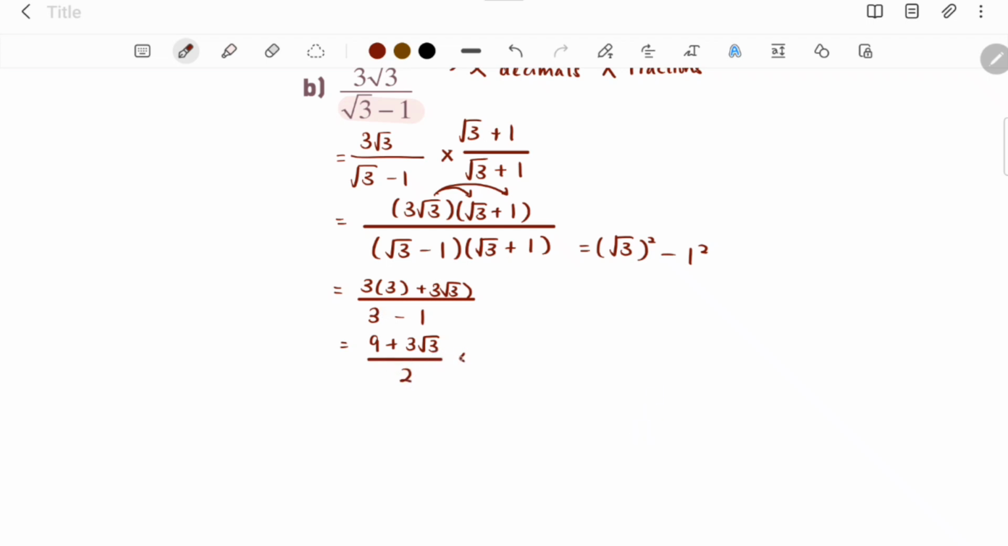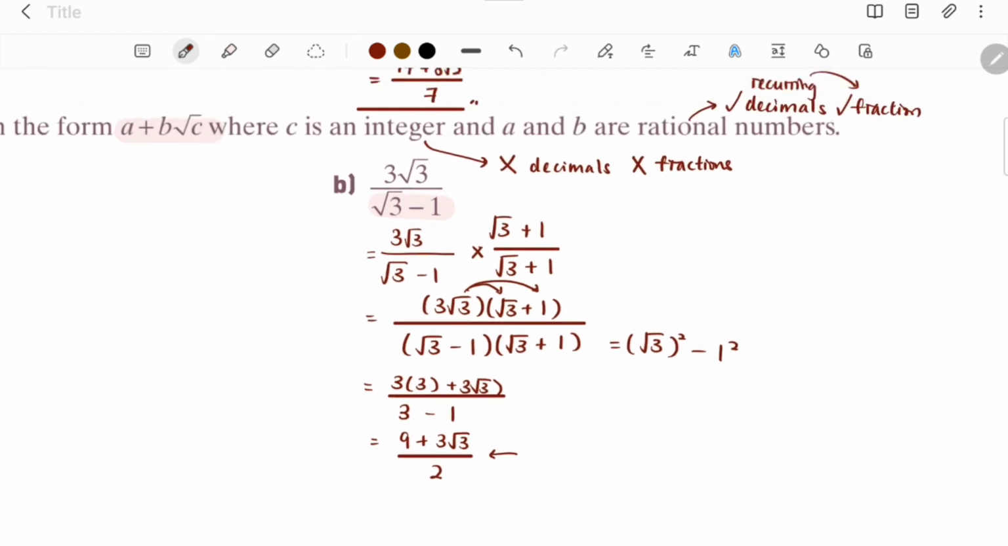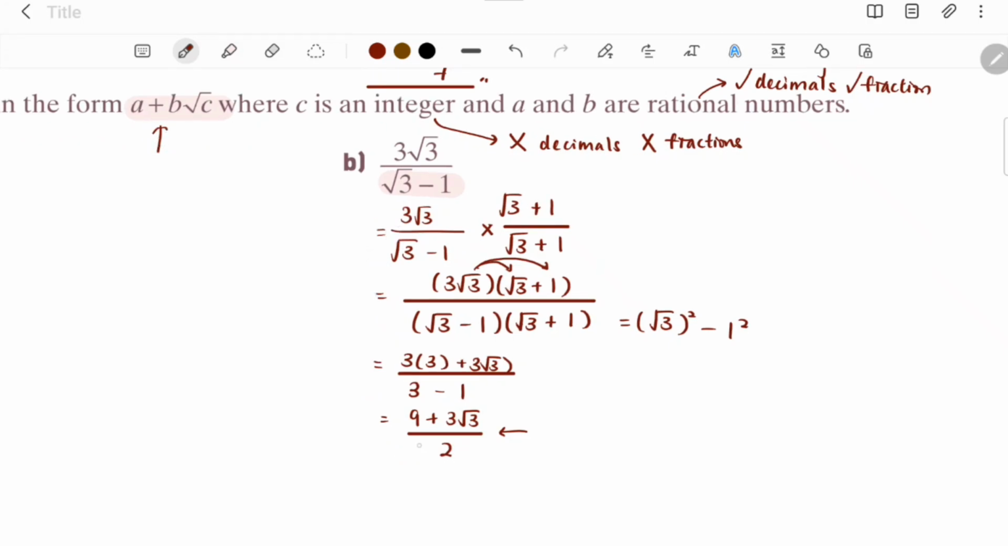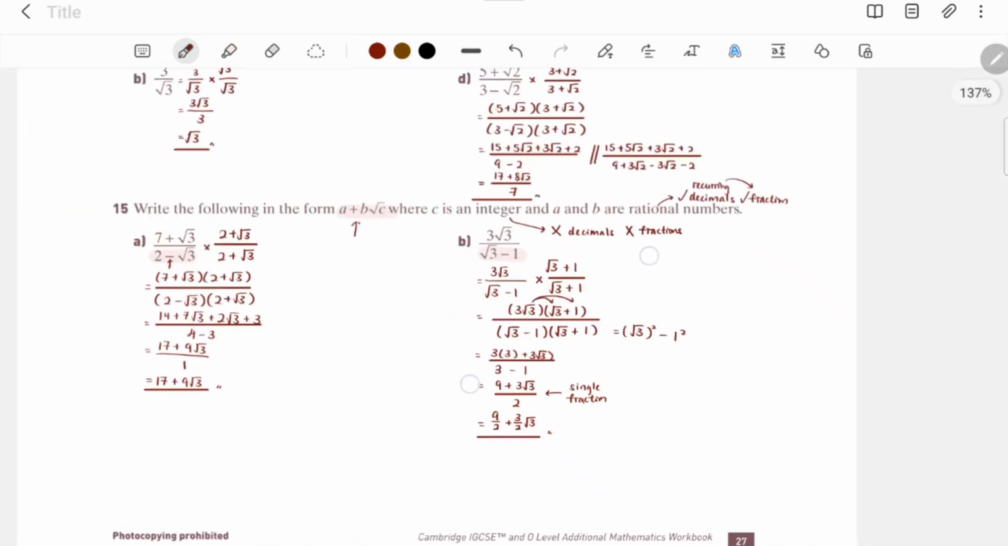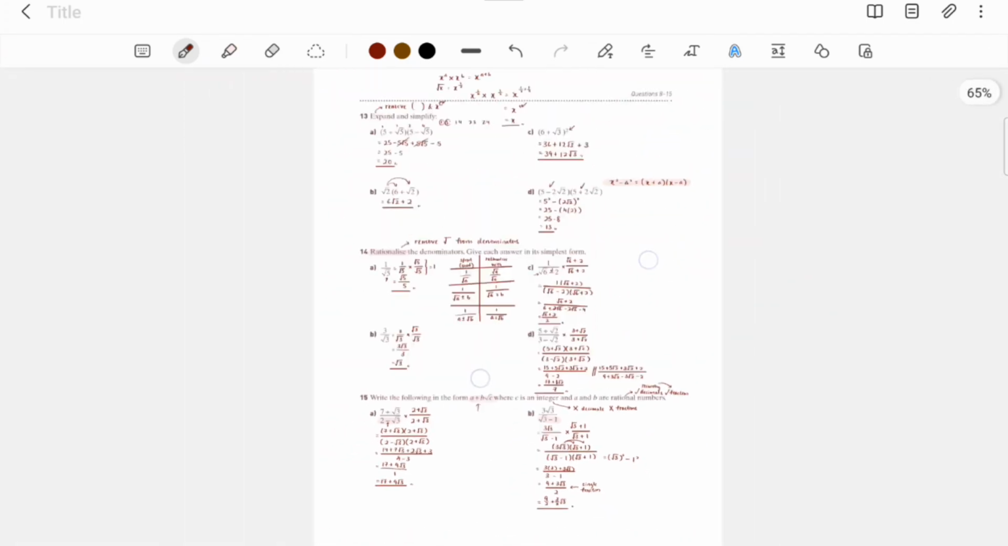Notice that this one we already rationalized, but there is still a fraction. Here we want it to be like that. The first and second term have to be separated. So this one is a single fraction. So we separate them. So 9 over 2 plus 3 over 2 surd 3 should be your final answer. Okay, so that's all for this page.